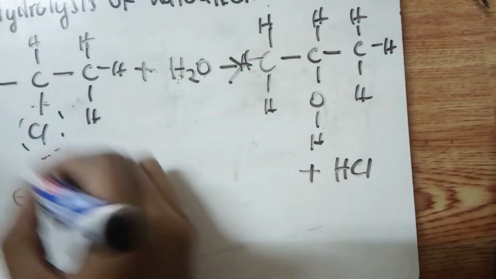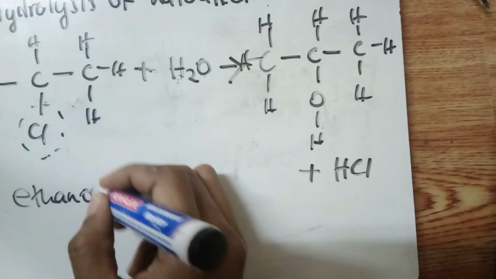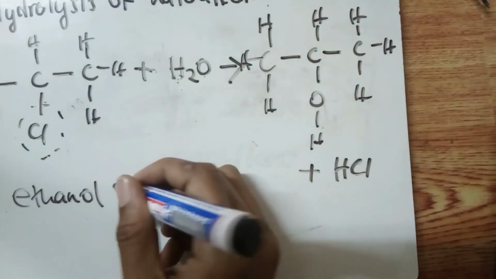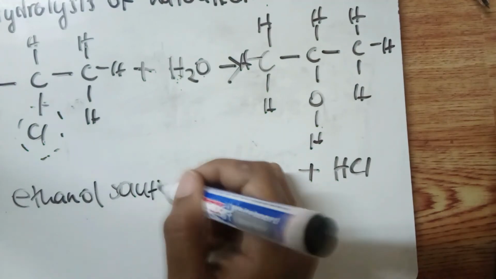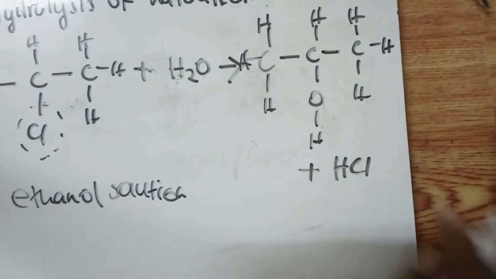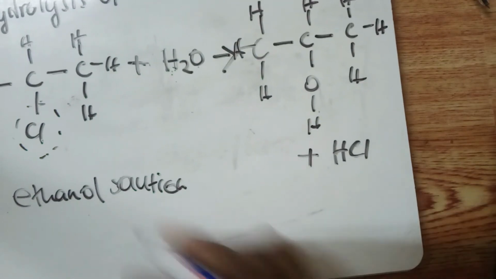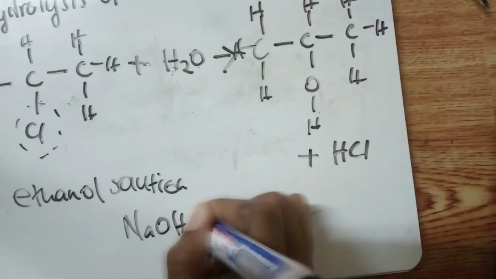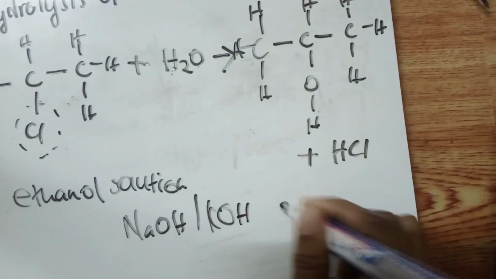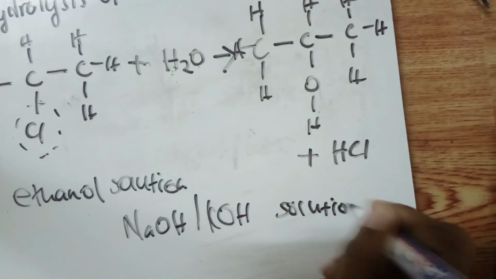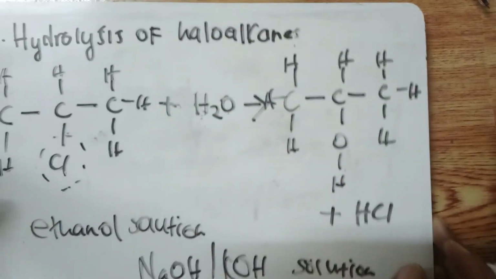So the haloalkane must be dissolved in an ethanol solution. And the entire mixture must be treated with a hot aqueous sodium hydroxide or potassium hydroxide solution. So those are some of the few things that you need to know.